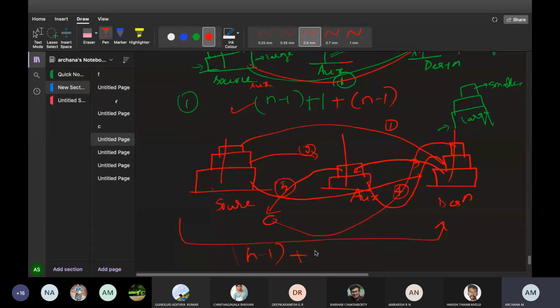First step. Then move the larger disk to the destination. Then finally all the remaining n minus 1, again keep on moving them. We have to do this, right? Keep on moving all the steps like this. This is the formula I have to have. Any doubt, you can tell me.